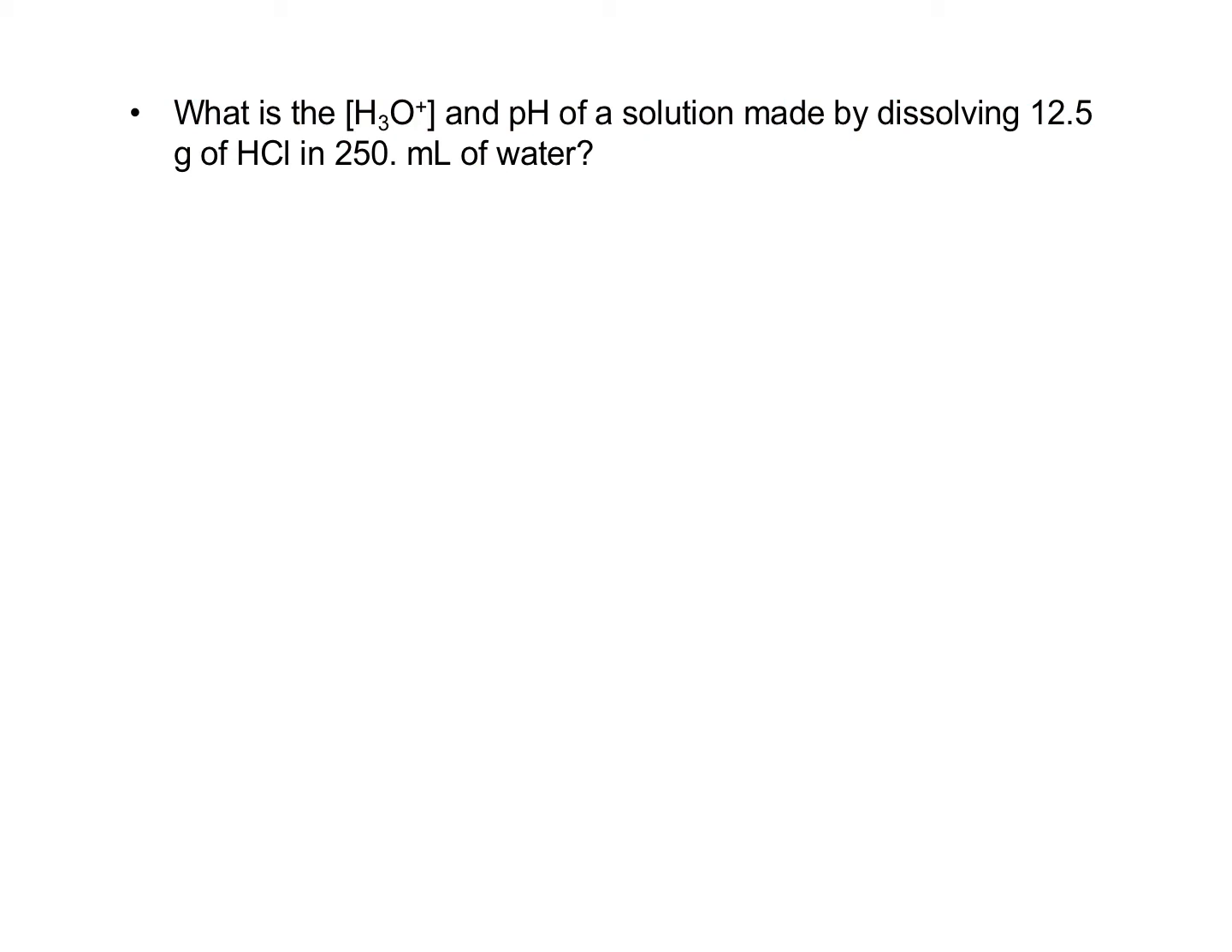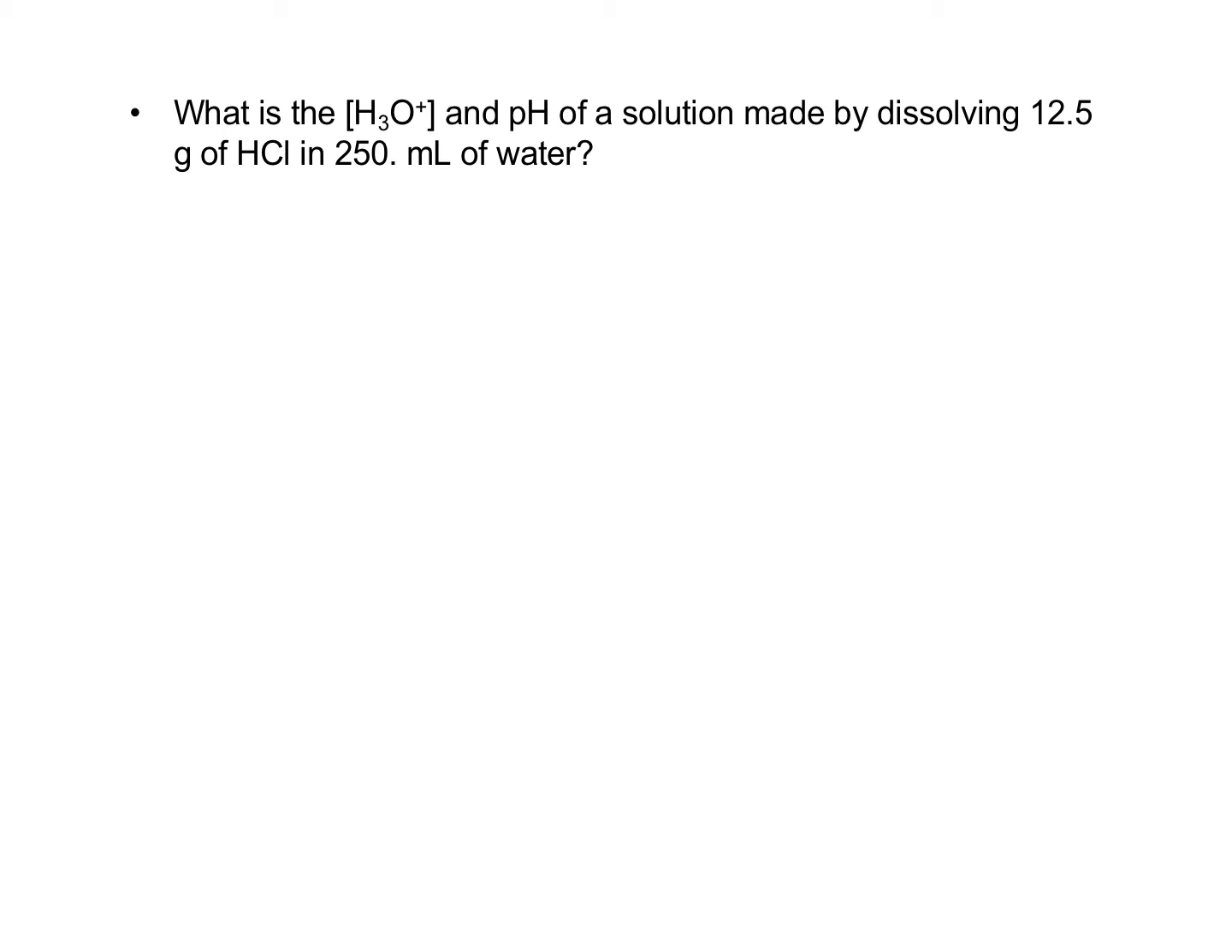Alright, so I want to know what the hydronium ion concentration and the pH are of a solution made by dissolving 12.5 grams of HCl in 250 milliliters of water. So basically all I need to do is calculate the concentration of HCl, and that will be equal to the concentration of the hydronium ions. So in order to calculate the concentration, I need the moles and the liters. I've got the milliliters, but I need to convert those 12.5 grams into moles.